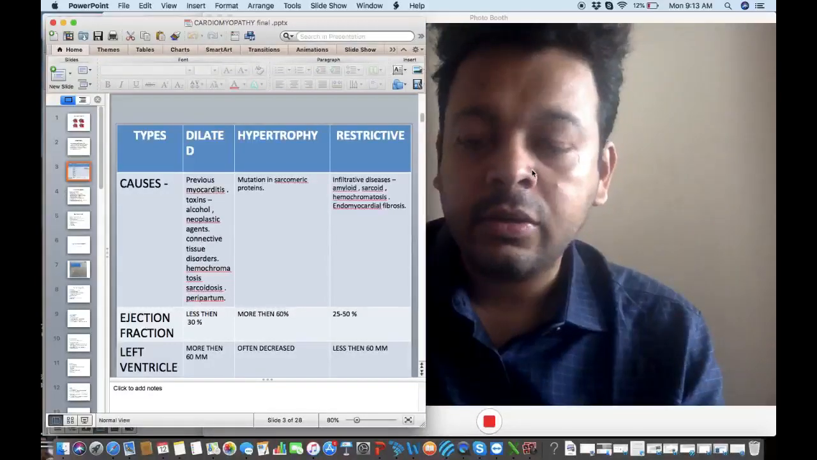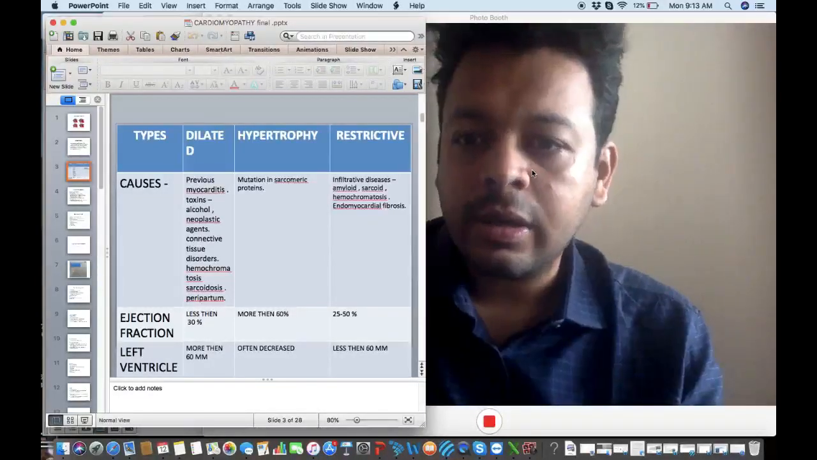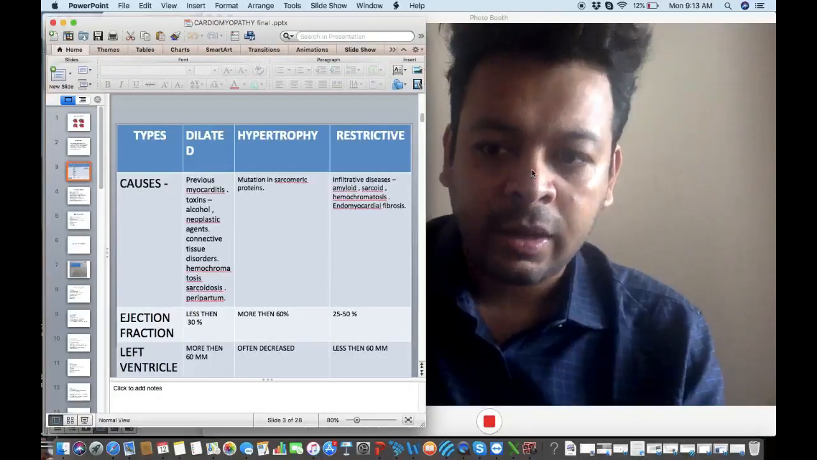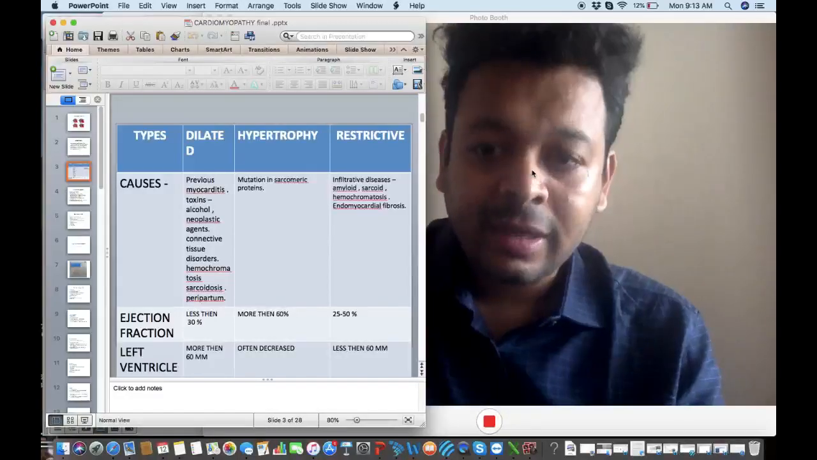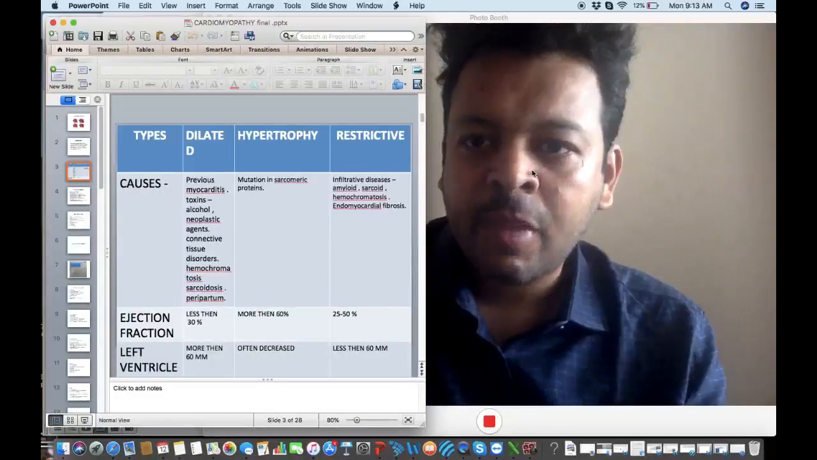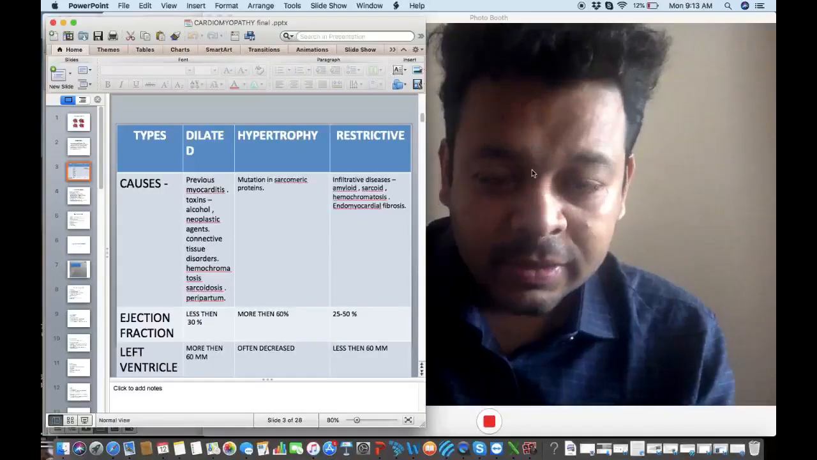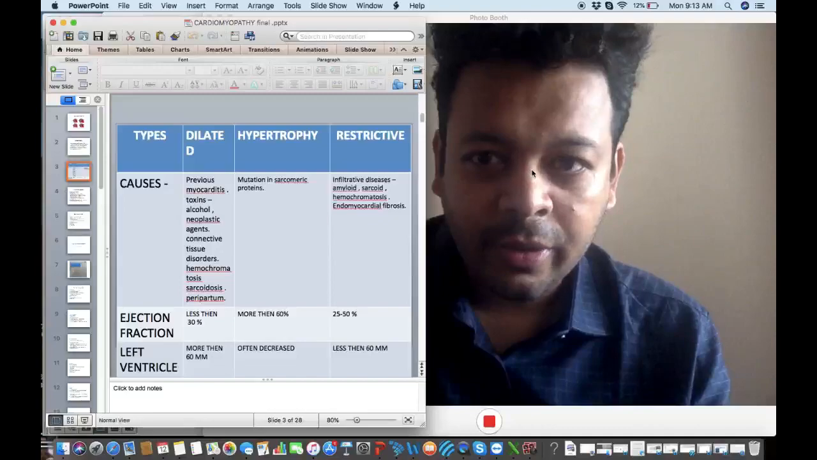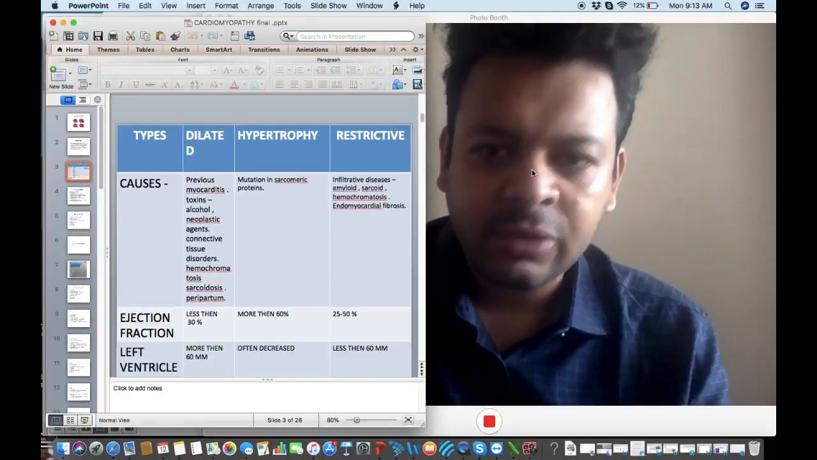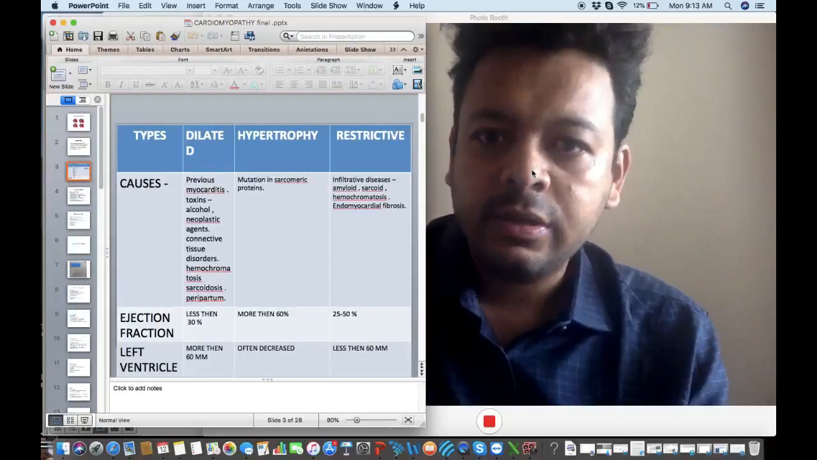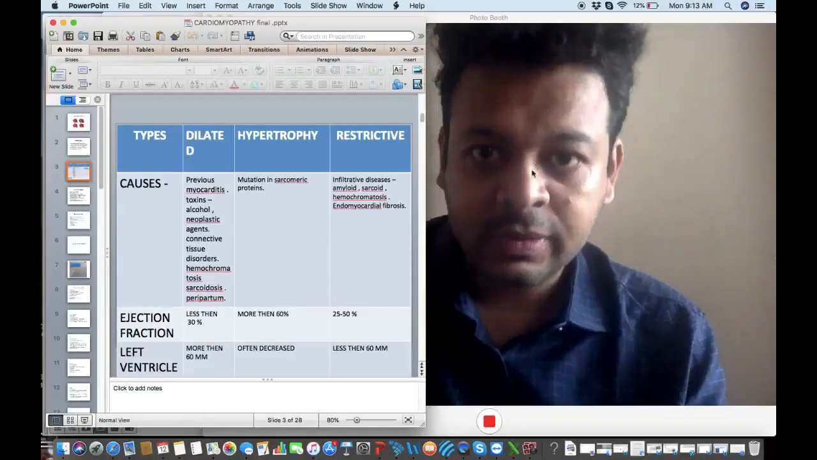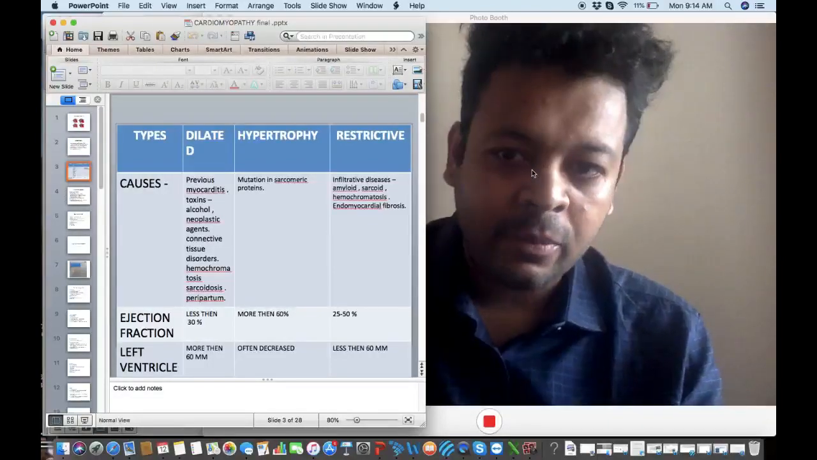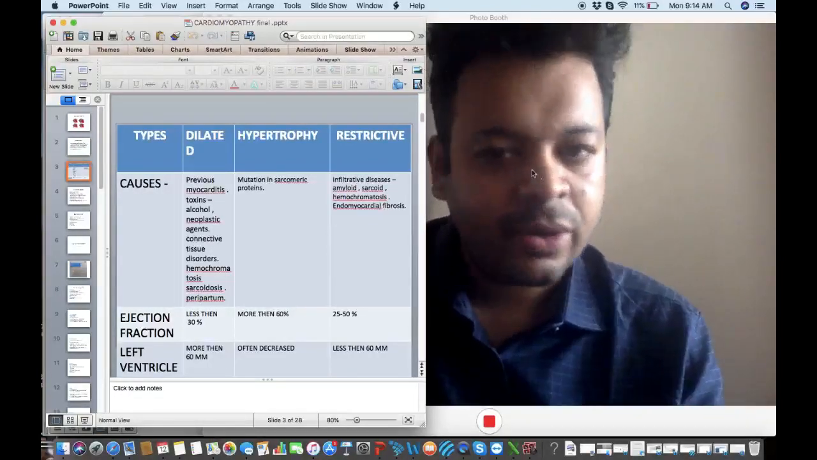Dilated cardiomyopathy is often related to connective tissue disorders. The ejection fraction is often less than 30%, and the ventricle diameter is more than 60 millimeters. Hypertrophy is also one of the commonest types. Causes could be mutation in sarcomeric proteins. Here the ejection fraction is normally normal. Restrictive cardiomyopathy is due to infiltrative diseases like sarcoidosis, amyloidosis, hemochromatosis, and endomyocardial fibrosis. The ejection fraction here is 25-50%.